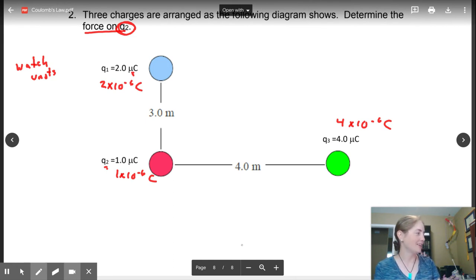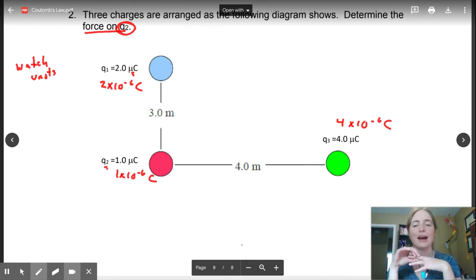All right, so for this one, ladies and gentlemen, the principle is going to be the same, except we now need to think about our angles afterwards. So the very first thing we're going to do is find our F1, the impact of Q1 on Q2, and we're then going to find our F3, the impact of Q3 on Q2.